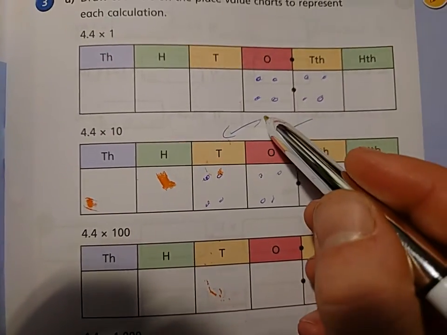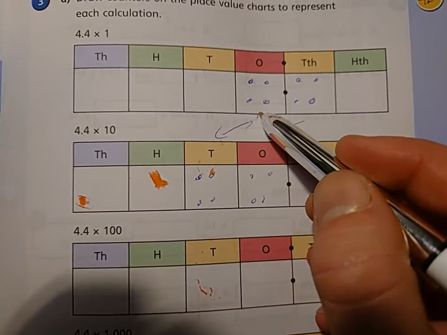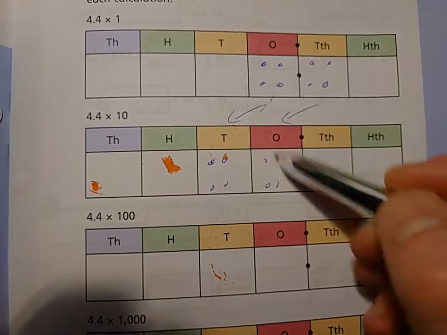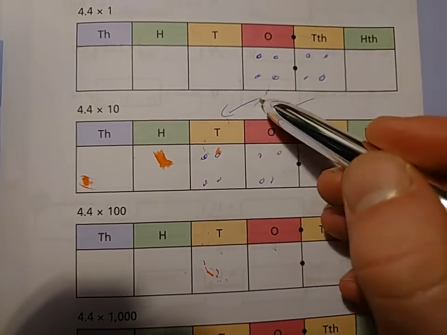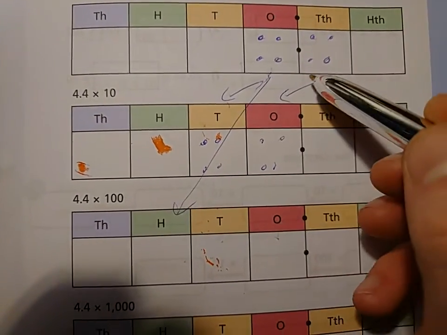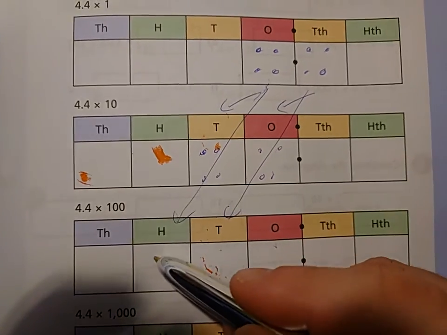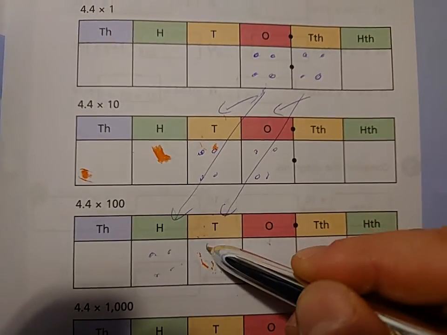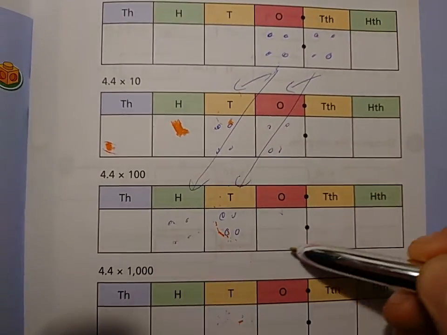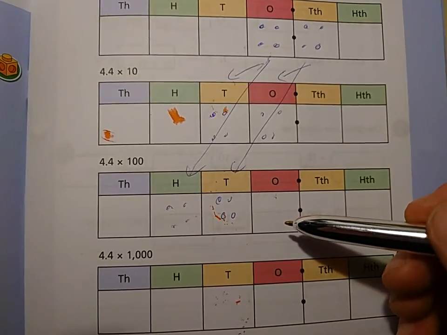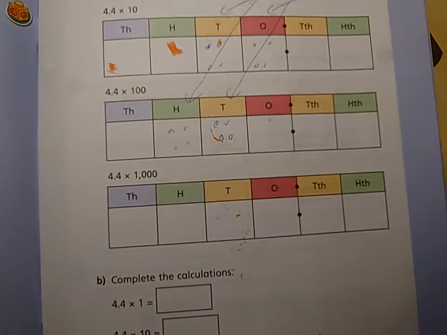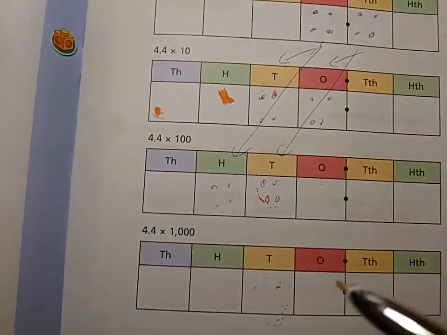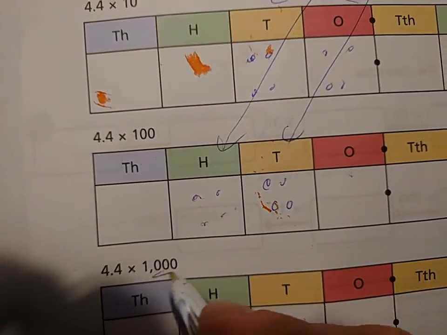Times 100, you need to move, don't do this in your book, I'm just showing you to do it. I need to move this across 2 times. So that one goes there, and that one goes there. 1, 2, 3, 4, 1, 2, 3, 4. And there's nothing there, so you can represent that with a 0. And when you times by 1000, you need to move everything across 3 times. So you need to move it across the amount of zeros.